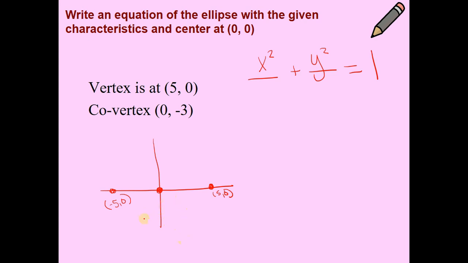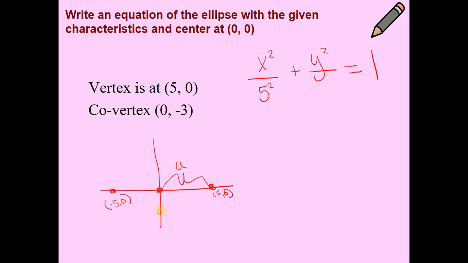Which tells me that since these are my vertices, I have a horizontal major axis, because vertices are always located along my major axis. That tells me the denominator of the x squared has to be the larger value. And underneath that would be my a value, how much I'm going out from my center. So this has to be my a value, which is 5. So this would be 5 squared in that denominator, because that's how much I'm going out in the x direction.